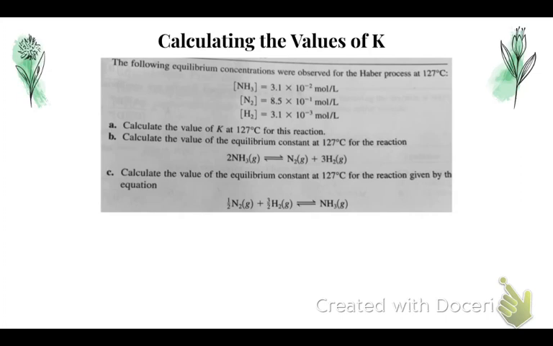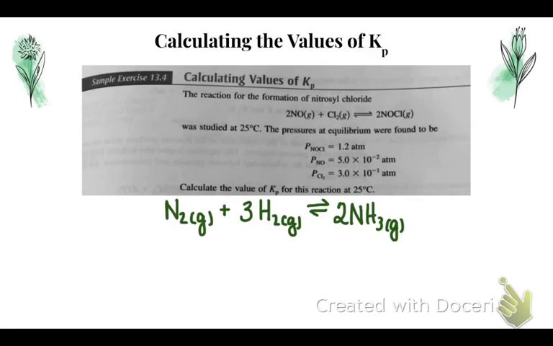Now the last thing that I want to do with you is talk to you about the K value of the Haber process. And the Haber process is the formation of ammonia. So let me write that formula or that reaction down for you. So here's that reaction. Now we're going to look at some of the information.